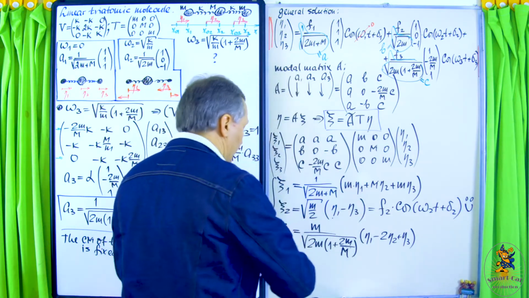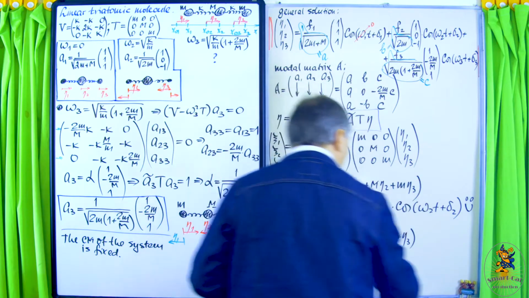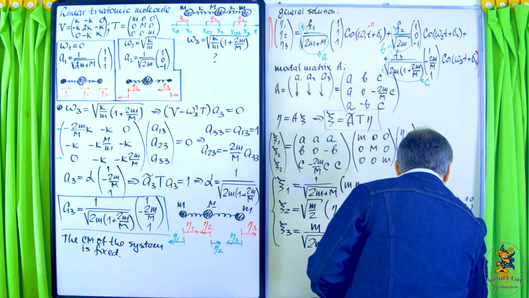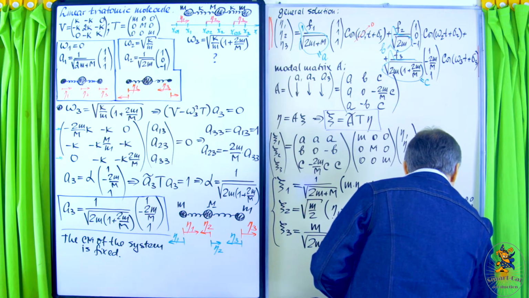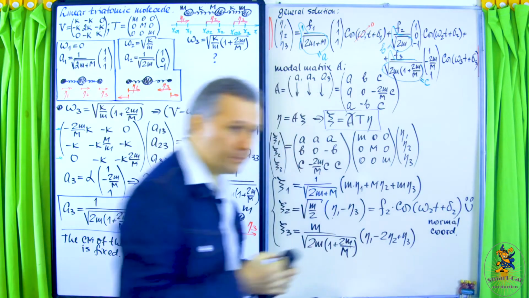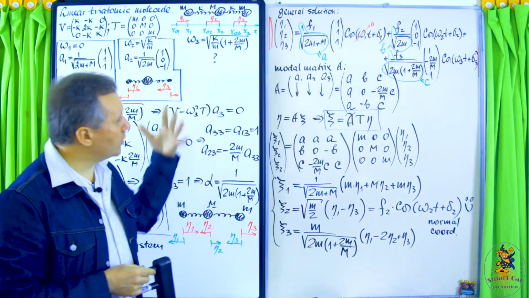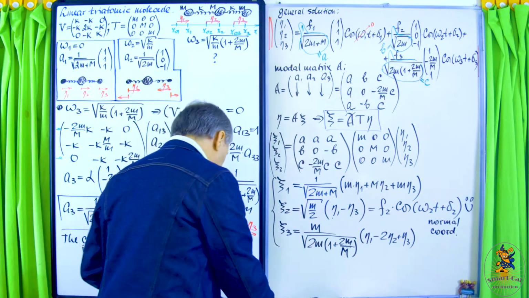So these are normal coordinates, of course. I need to write that down. Normal. That's how we can get them if you solve the system and find the etas.